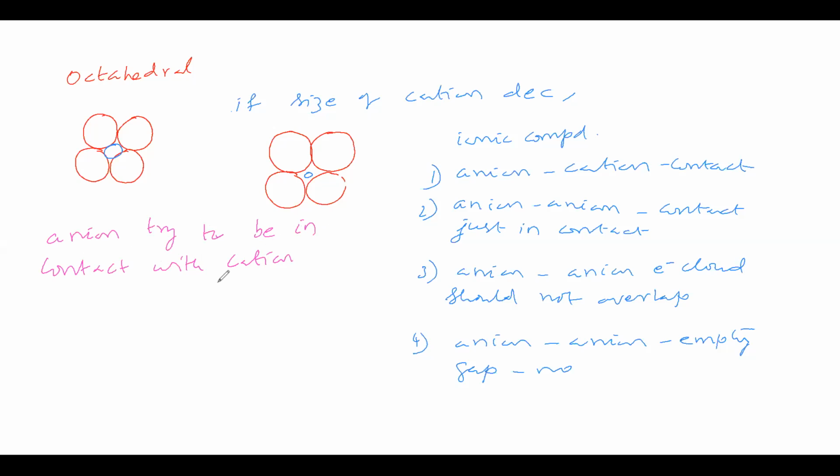So for trying, what do they have to do? Now they are trying. Anions try to be in contact with the cation. What is the cation we know? Now we will write regarding anions. So it is one anion. Now we will write the cation. The cation is smaller in size. That small cation we will write. Now the anion tries to be in contact with the cation.